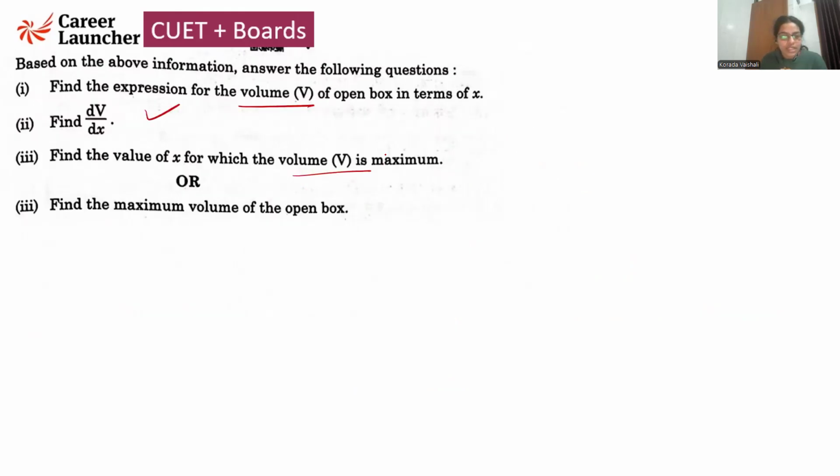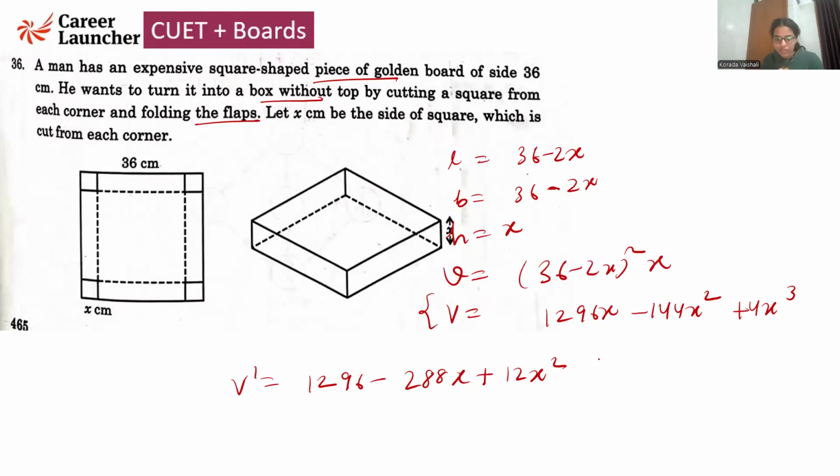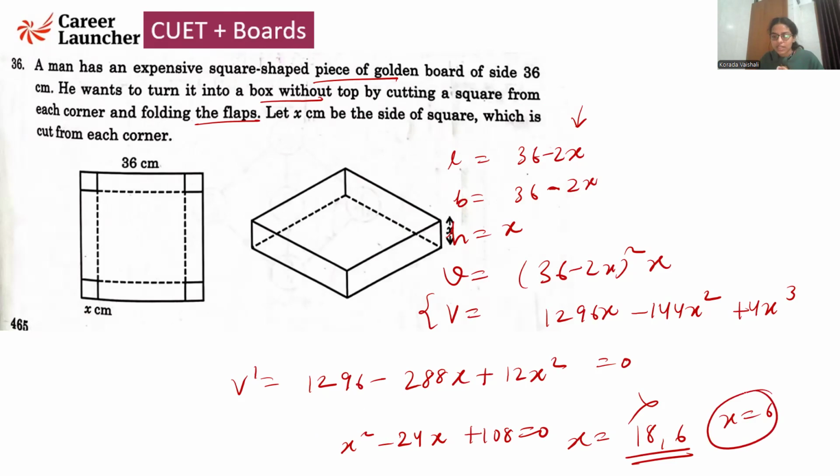Now we need to look at the critical point. So if I'm equating this to 0, we are getting the expression as x square minus 24x plus 108 is equal to 0. Now looking down at the critical points, you will end up getting 18 and 6. But 18 is discarded, because if you substitute it back in either of the length or the breadth, you will get 0, which is not possible. So x is coming down as 6.